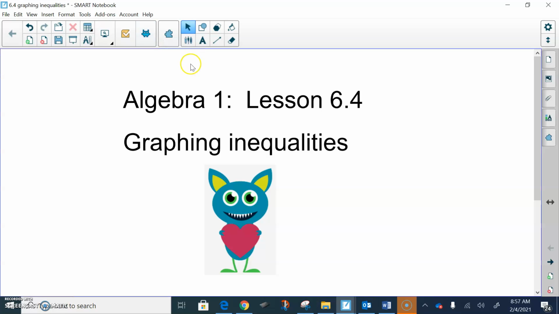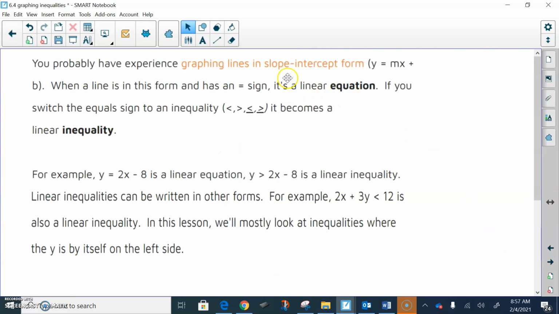This is Algebra 1, Lesson 6.4. We're going to graph inequalities. So we all know how to graph a line in slope-intercept form. That's y equals mx plus b. And we're used to having an equal sign. So we're going to do the same thing, but now we're going to graph an inequality, which has a less than, greater than, less than or equal to, or greater than or equal to sign.